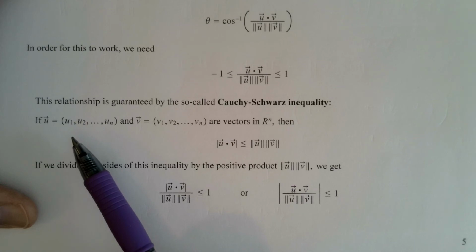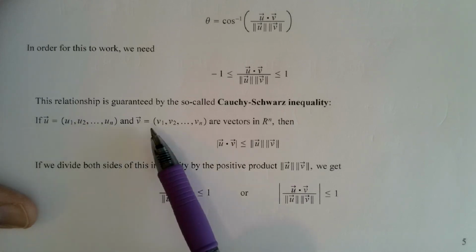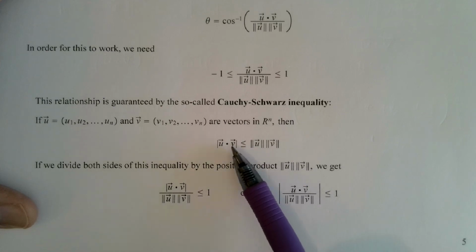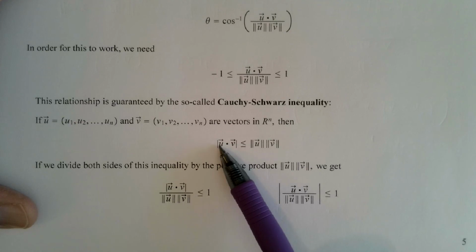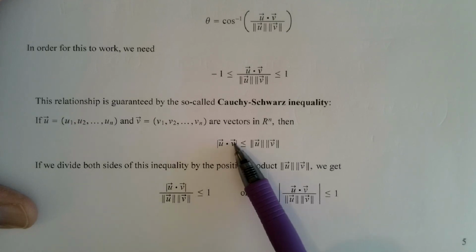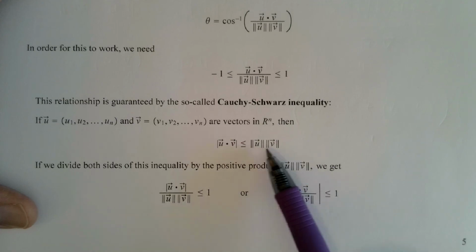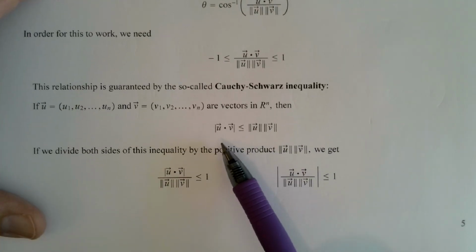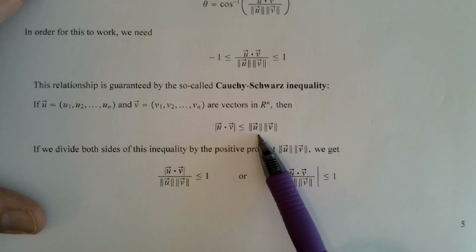Here is the Cauchy-Schwarz inequality for 2 vectors in n space. The absolute value of their dot product. Remember, a dot product can be any real number. So the absolute value of that dot product is less than or equal to the product of the norms. Of course, the product of norms would always be a non-negative value. But so this is the Cauchy-Schwarz inequality.